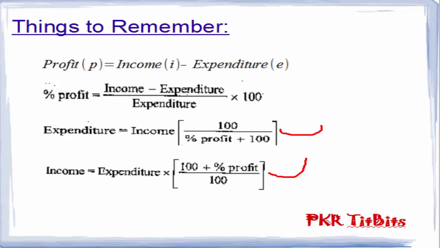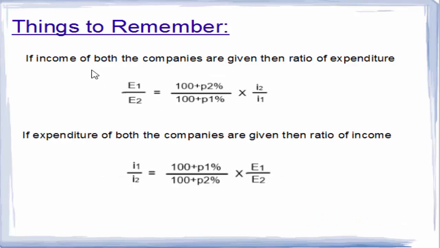If the incomes of both the companies are given, then the ratio of expenditure E1 by E2 is equal to (100 plus P2) by (100 plus P1) into I2 by I1. These two equations are very important because we can expect 2 to 3 questions based on them. To remember this, E1 by E2 is in the reverse order: E2 should come in the numerator, so I1 should come in the denominator. So, (100 plus P2) by (100 plus P1) into I2 by I1.